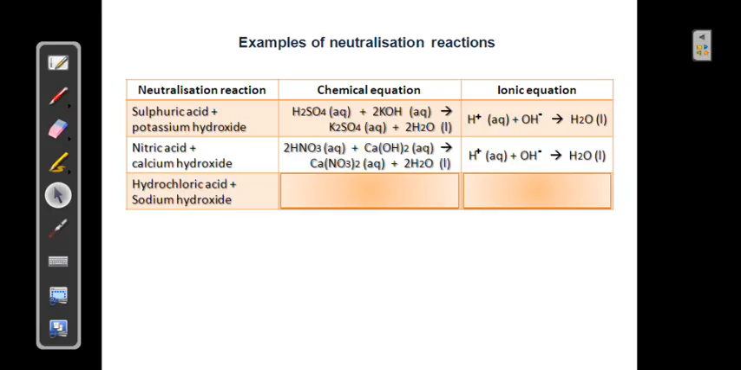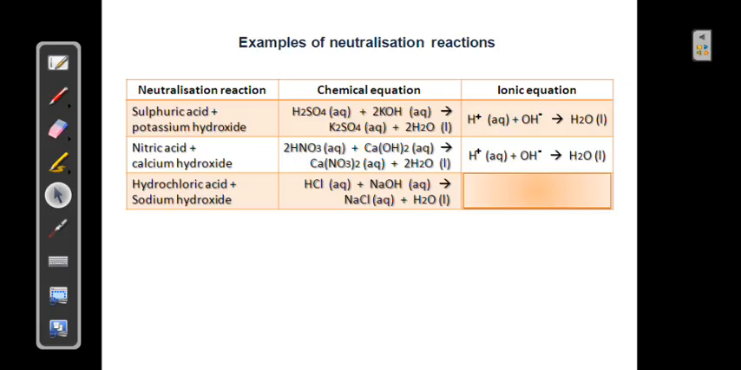Now the third one here is the most common acid, the hydrochloric acid plus sodium hydroxide. So whenever hydrochloric acid meets sodium hydroxide, what will happen, do you think? So they will convert the acid into salt. So here you will see HCl aqueous, which is the hydrochloric acid. When they meet NaOH, the sodium hydroxide, they will react to produce sodium chloride aqueous and H2O liquid.